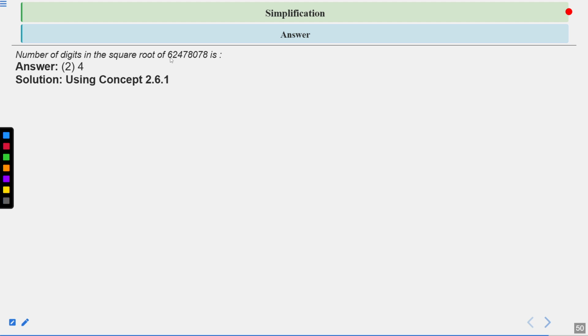Now see the detailed solution using concept 2.6.1 in this question. We take the square root of that number. When we take the square root, it is approximately equal to 7,904. Now we can clearly see that this number has 4 digits. So the square root of that number has 4 digits. So the second one is the correct answer of this question. Next one.